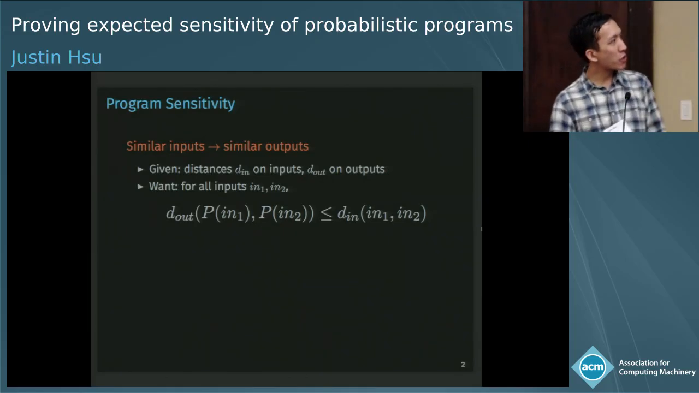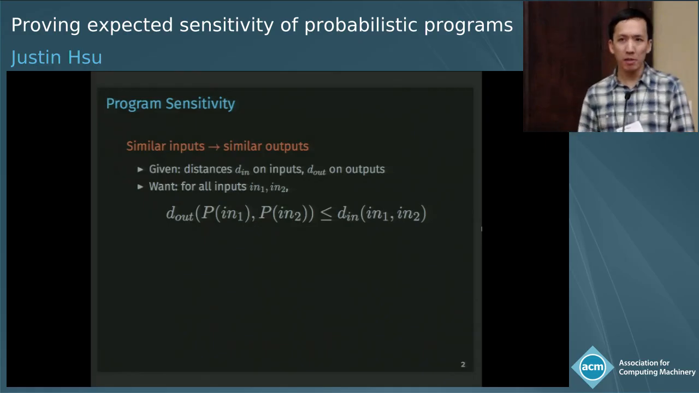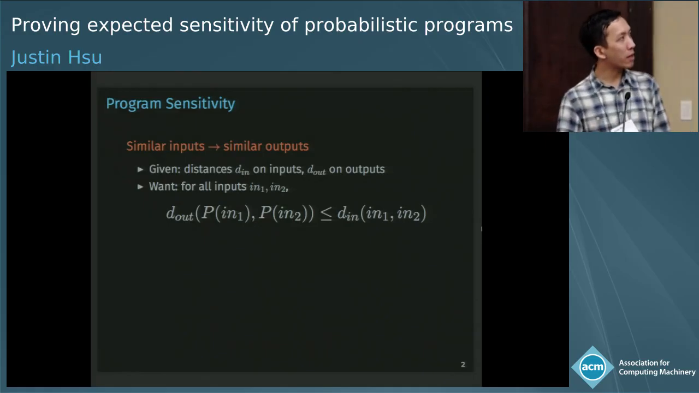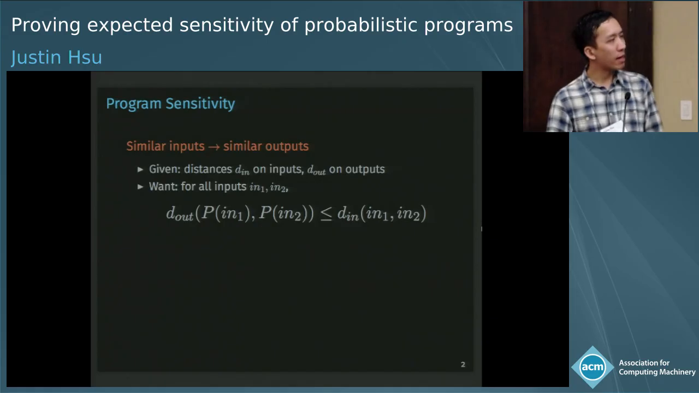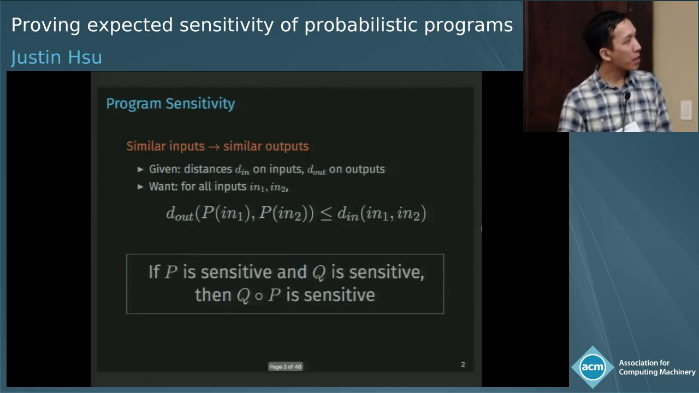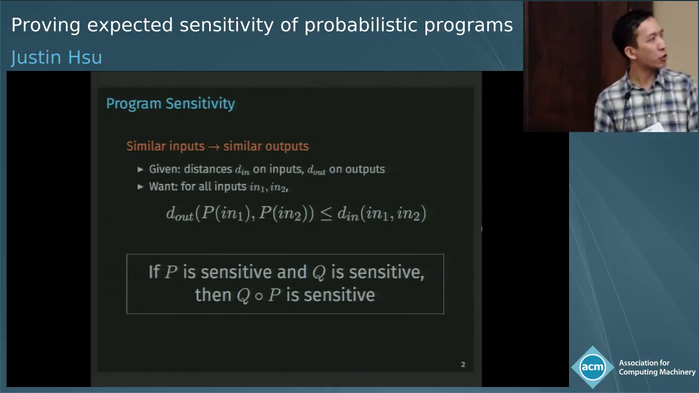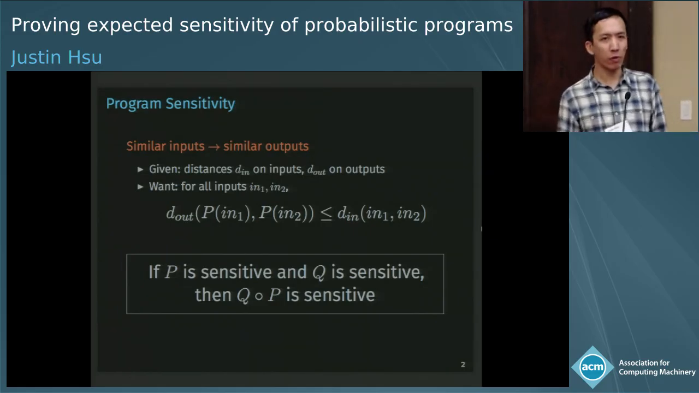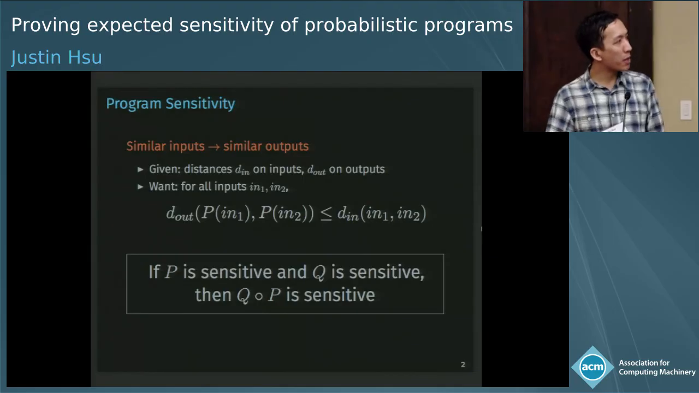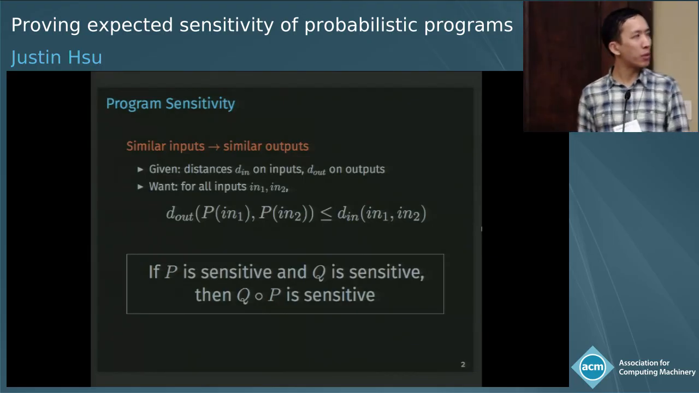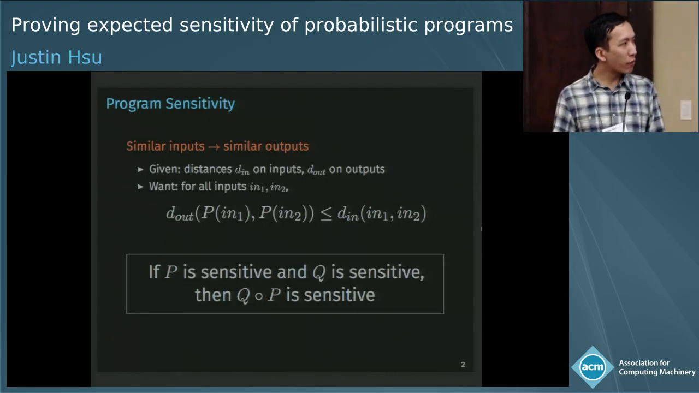I just want to mention that this is a very nice property for various reasons. For verification, a key property of sensitivity is that it's compositional. For programs or functions satisfying this inequality, I'm going to say that it's just sensitive. There are many different ways of calling this kind of property. But the point is that if P is sensitive and Q is also sensitive, then the composition of Q and P is also sensitive. Right? So this is a basic fact that contractivity or sensitivity is preserved by composition.